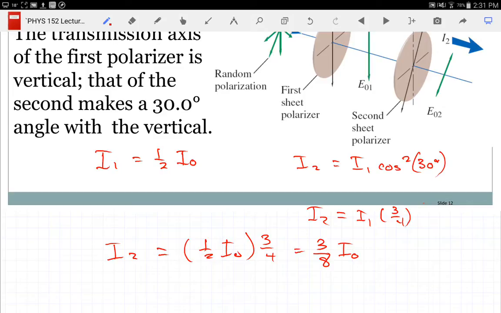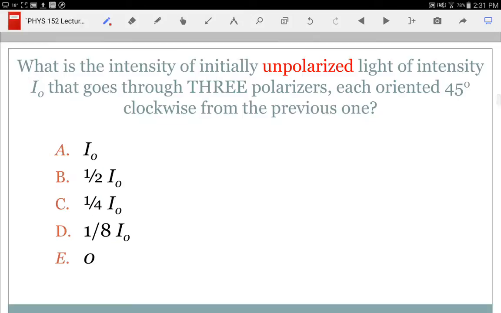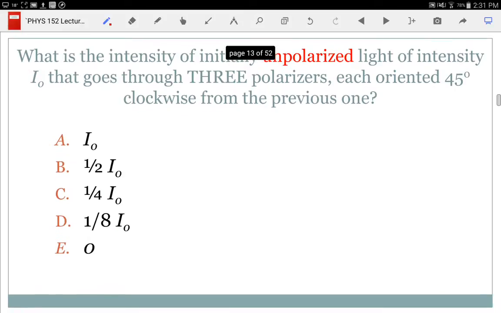It really is pretty simple doing these problems, isn't it? Especially considering what we've been doing in the past. So let's look at, I believe I have a second one. Nope, I have the clicker question right next.